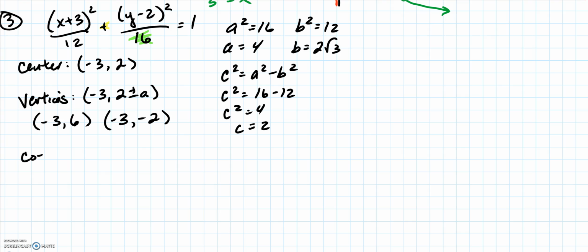My co-vertices, same thing, just the opposite direction, so we're going to use our b values. So we're adding or subtracting to the x. So it's negative 3 plus or minus b and 2. It's going to be negative 3 plus or minus 2 radical 3 and 2.